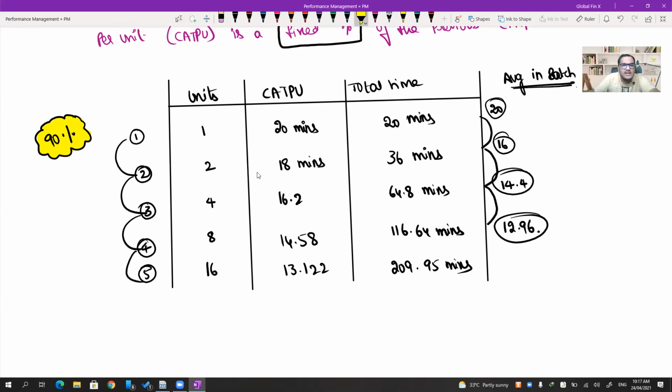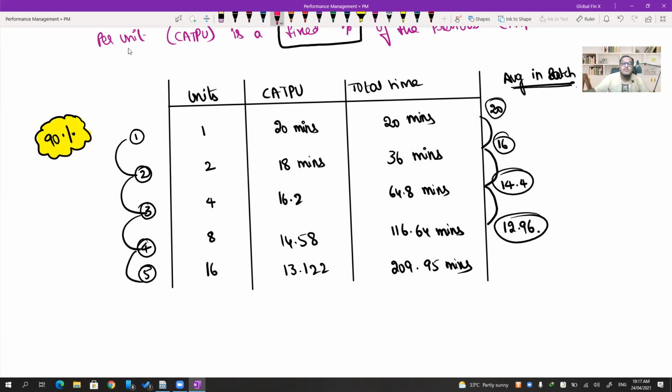If your learning rate is 90, the second unit is going to take 18 minutes. 20 into 90% is 18. If your learning rate is 60%, then 20 into 60% will take only 12 minutes, which is much faster. Yes, very good, 12 minutes. So it takes less time if the learning rate is lower.